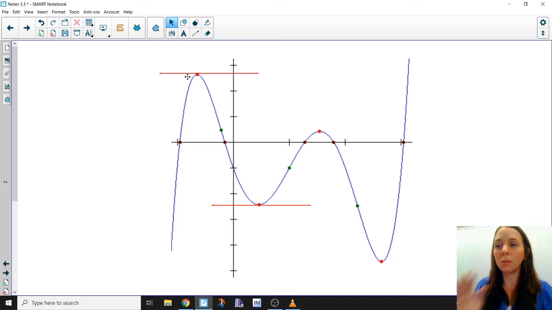I'll give you a little hint. These horizontal tangent points are occurring at maximums and minimums. Sounds super exciting, right? I love it. I don't know if you're going to, but that's where we're going in chapter 4.